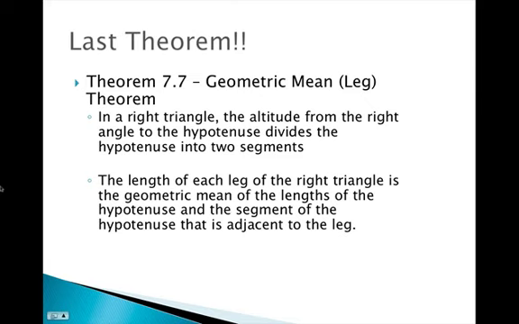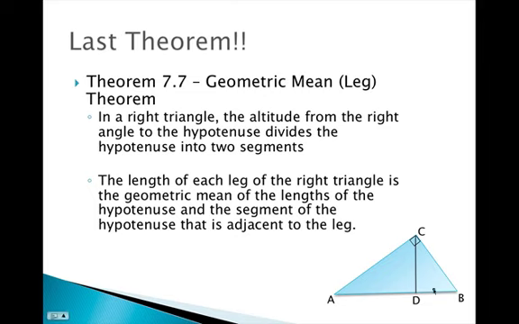Okay, so we're on our last theorem for this lesson. Theorem 7.7. It's very similar to the geometric mean for the altitude theorem, but as I said previously, this is with the legs. So the theorem starts out just the same. It says in a right triangle, the altitude from the right angle to the hypotenuse divides the hypotenuse into two segments. We've seen that. So now specifically what this theorem states is that the length of each leg of the right triangle is the geometric mean of the lengths of the hypotenuse and the segment of the hypotenuse that is adjacent to the leg. So remember, our altitude divides our hypotenuse into two segments. And let's redraw this triangle. So we've got triangle ABC over here with altitude CD.